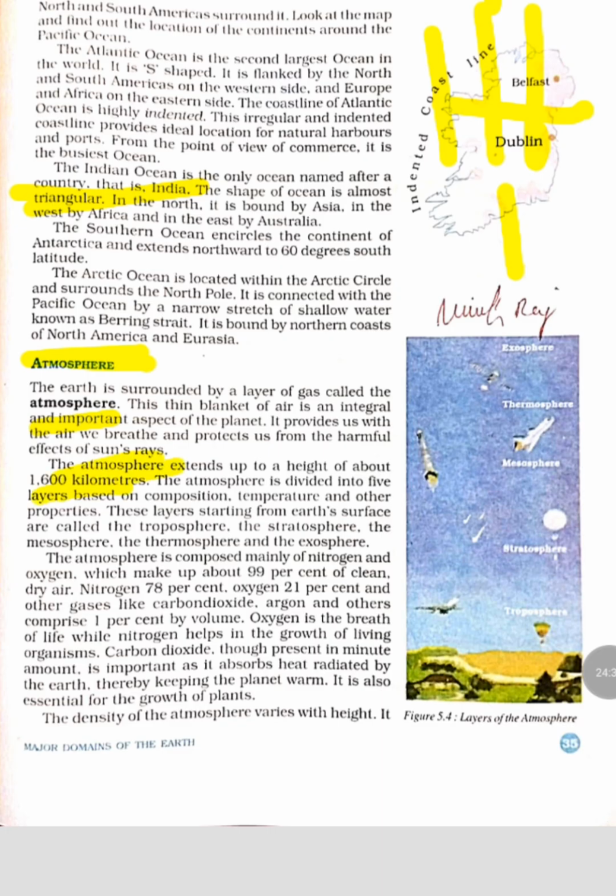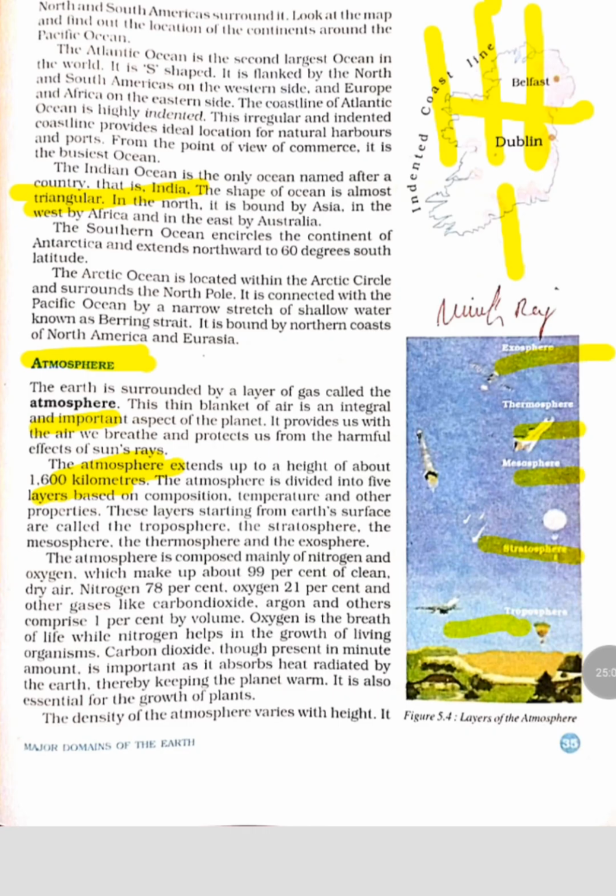The atmosphere extends up to a height of about 60 kilometers. It is divided into five zones, five layers, based on composition, temperature, and other properties. The layers, starting from the Earth's surface, are the troposphere, stratosphere, mesosphere, thermosphere, and exosphere.